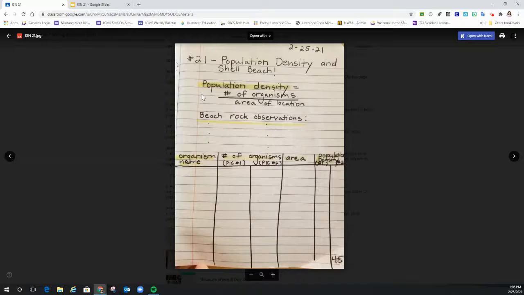Our new term that we're thinking about today is called population density. And I want you to write that term or words and then add the definition or formula. So population density equals number of organisms divided by the area of the location where you are counting them. And we're going to practice doing that in those two locations that we looked at this morning.